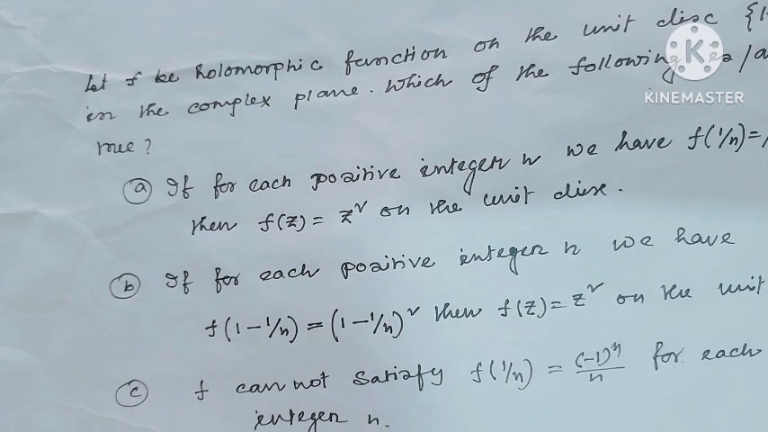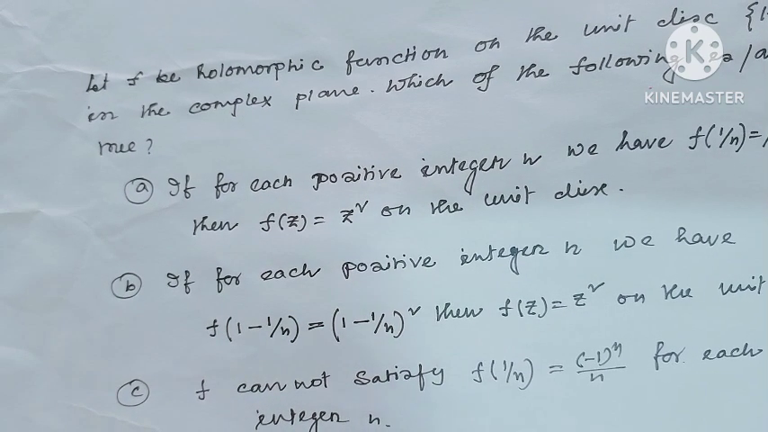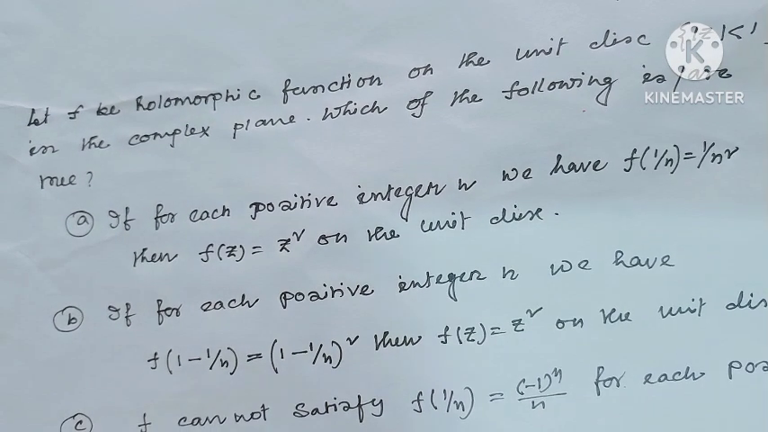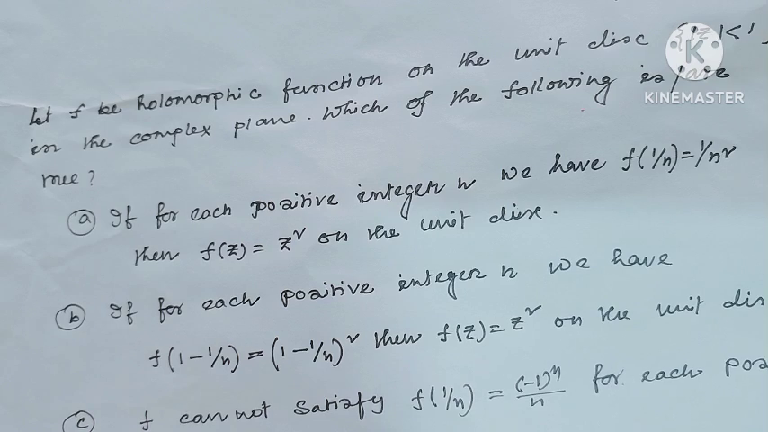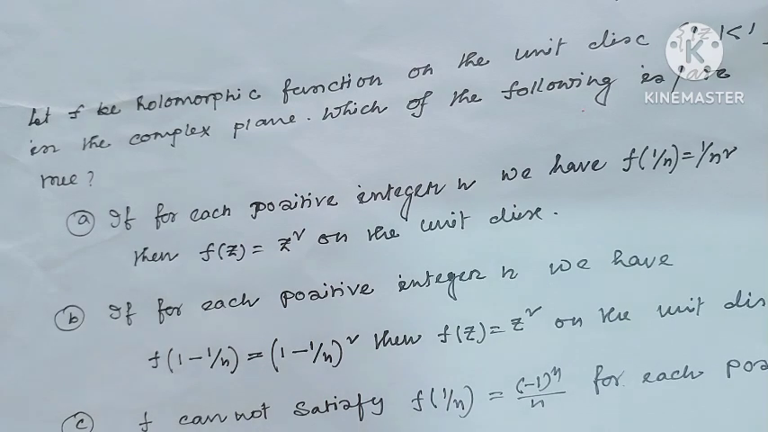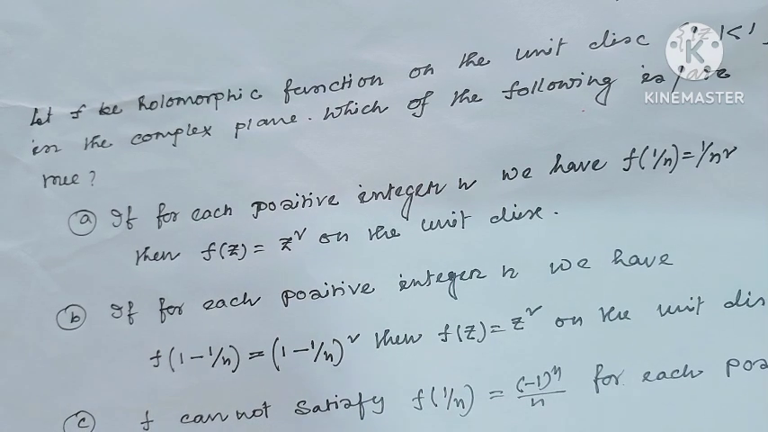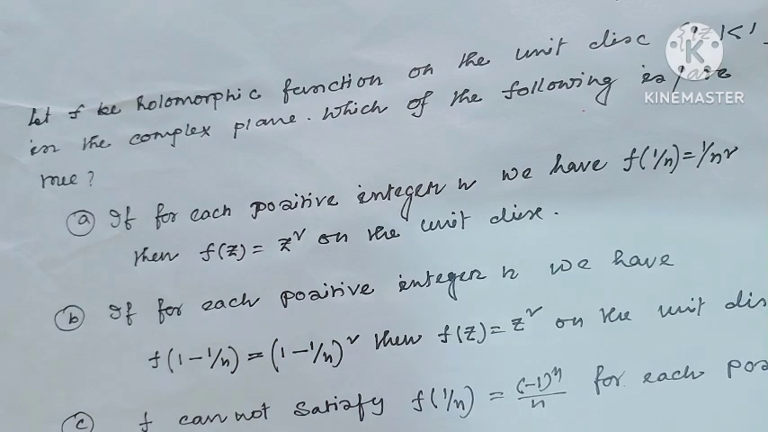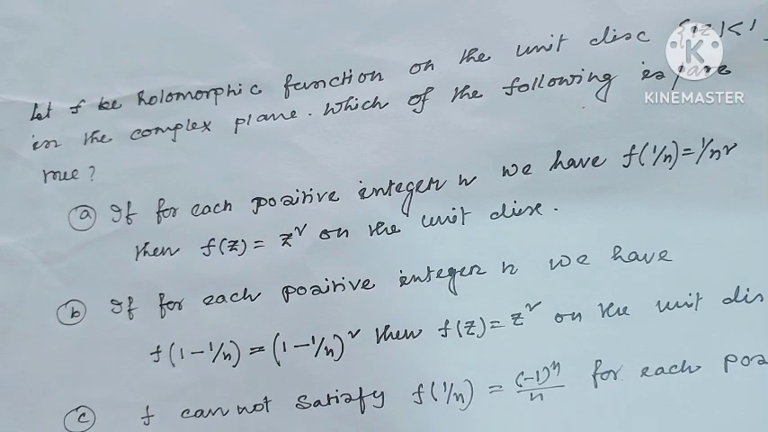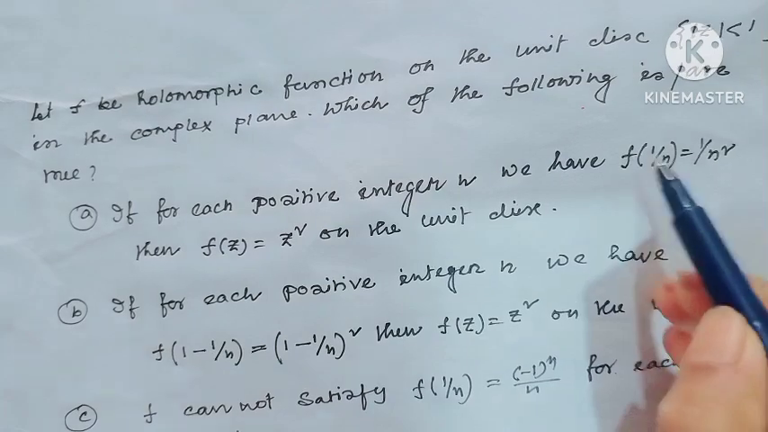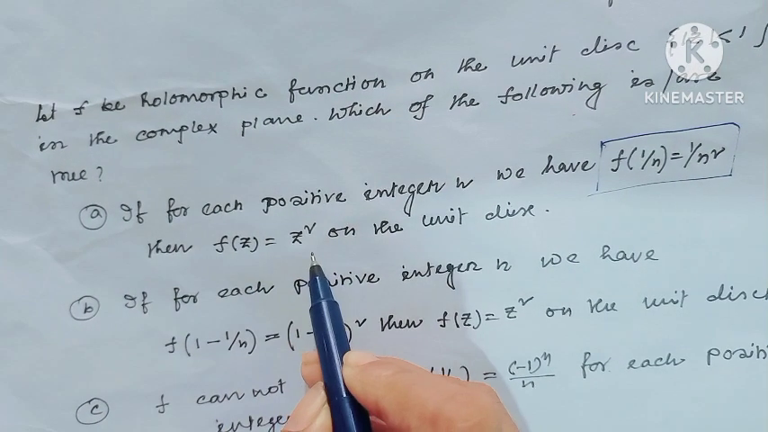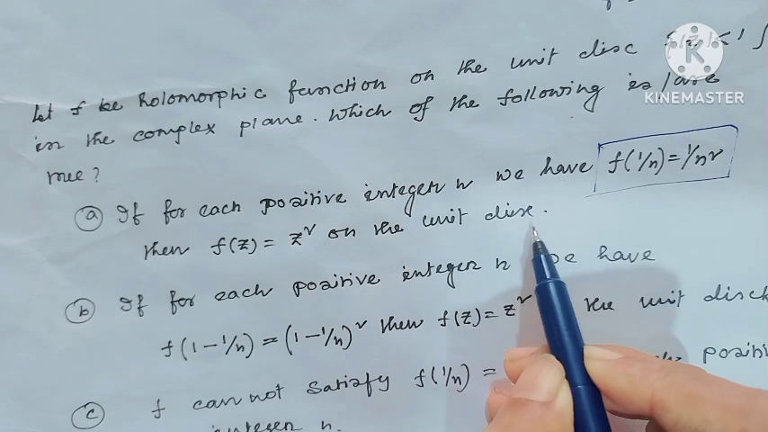Similar type example. Let f be a holomorphic function on the unit disc, modulus of z less than 1, in the complex plane. Then which of the following is or are true? Option 1: if for each positive integer n we have f(1/n) equals 1/n², then that implies f(z) equals z² on the unit disc.